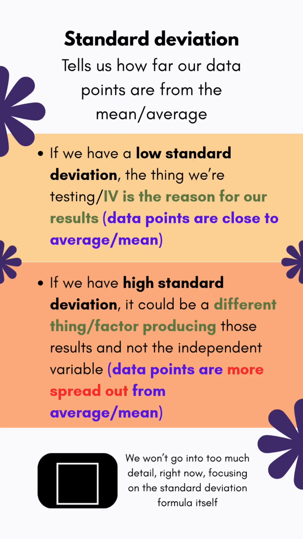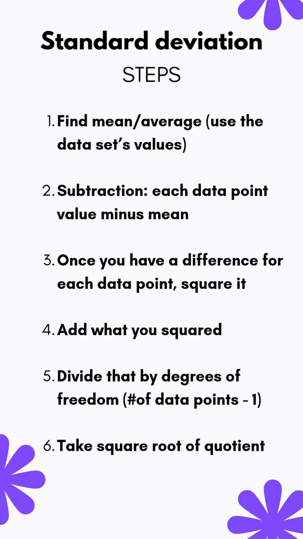So what does that mean exactly? Well, standard deviation measures how far the data points are from the mean, or the average, of your data. Now, if it's low, it indicates that the IV, your independent variable, is the reason we're getting our results. So yay! If it's high, it means the data is more spread out/far from the mean. So another factor could be impacting our results instead. But anyways, here are the steps to find standard deviation.